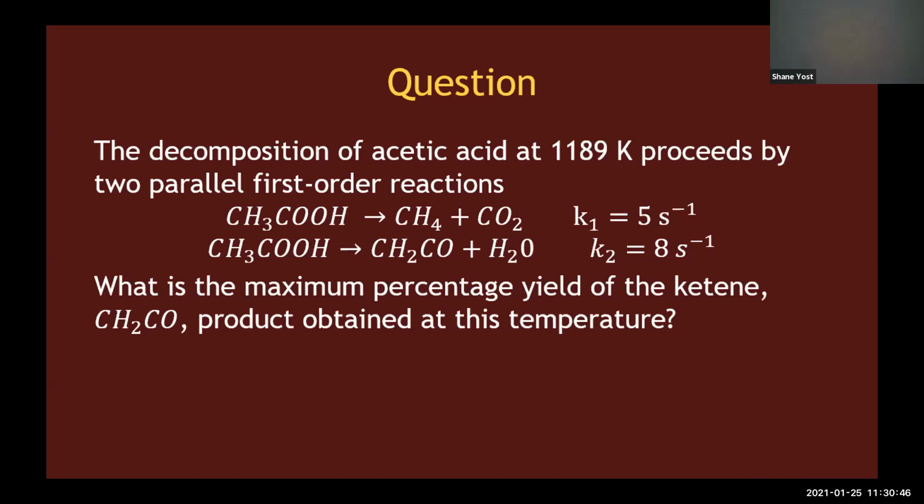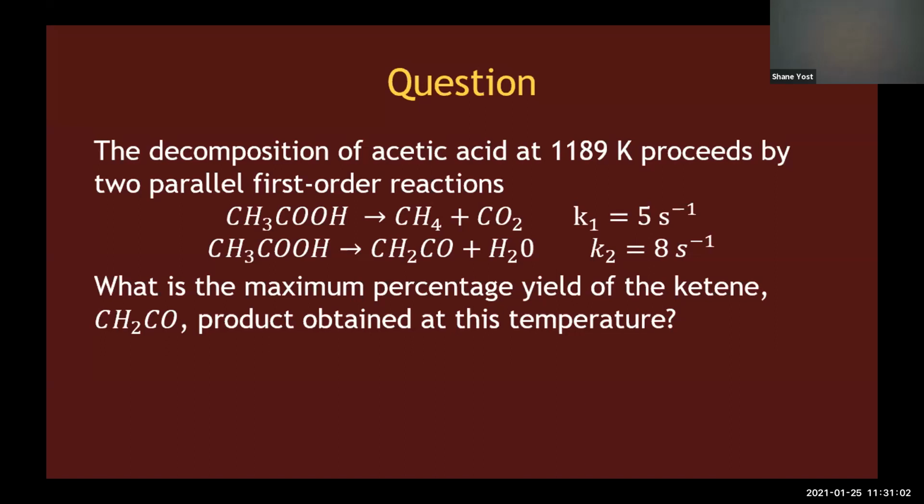The question is, what is the maximum percentage yield of the ketene, which is the product in the second reaction, the CH2CO, obtained at this temperature?